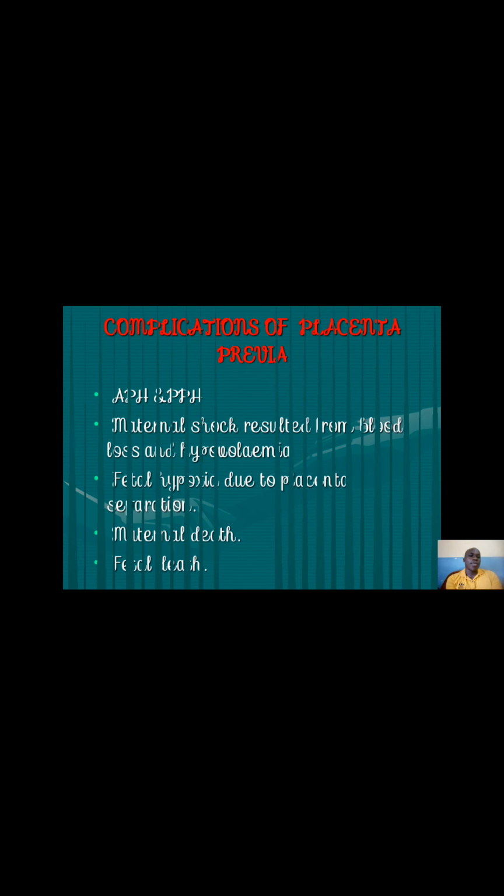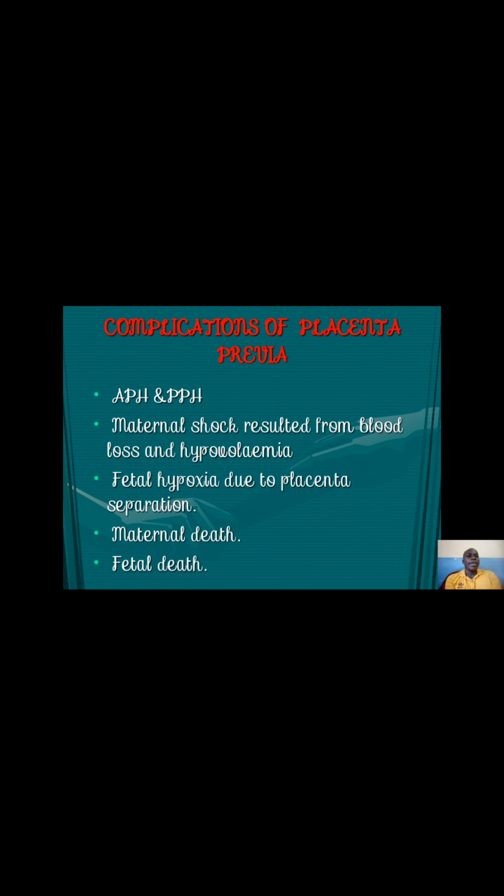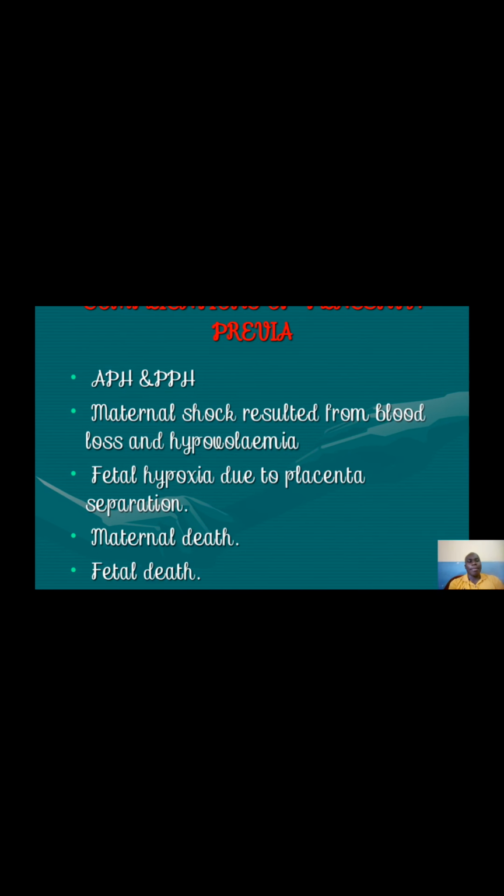Let us see the complications of placenta previa. Complication ya kwanza ni antepartum hemorrhage and postpartum hemorrhage. Hiyo itaweza ikampelekea mama apate antepartum hemorrhage au APH and postpartum, kwa sababu uterus inaweza ikafeli, overstretching ikafeli contract after delivery. But also maternal shock resulting from blood loss and hypovolemia. Atapata hemorrhagic shock due to loss of blood and hypovolemia. Hypovolemia, low blood volume. But also fetal hypoxia due to placenta separation.